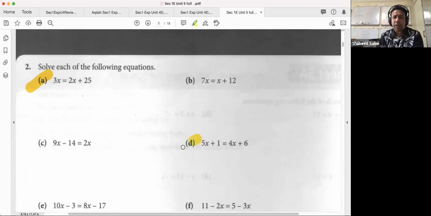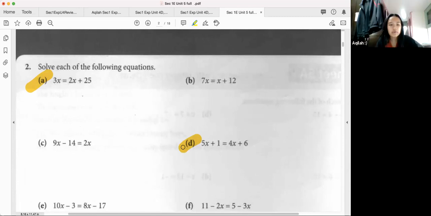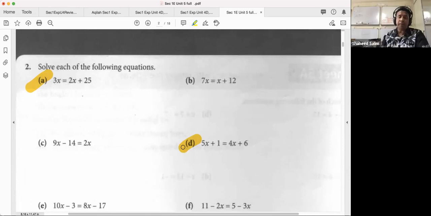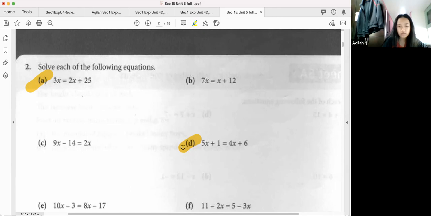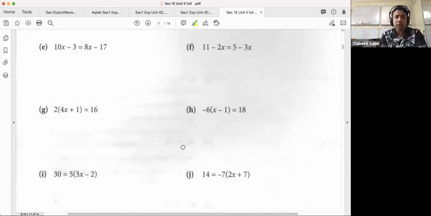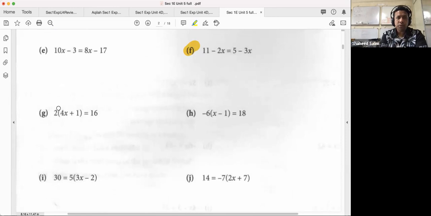We try A, we try D. You can do mentally, if not, then you do on paper, lah. For A, x equals 25. Well done. B, D. x equals 5. Well done. Okay, now we do F, G, H.